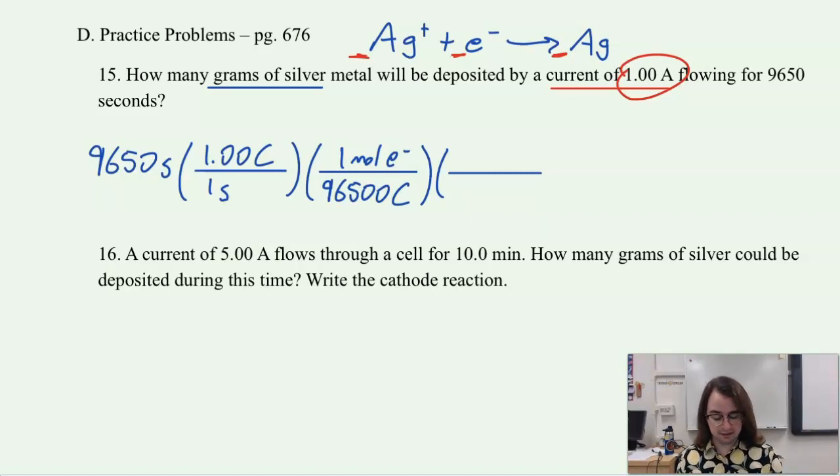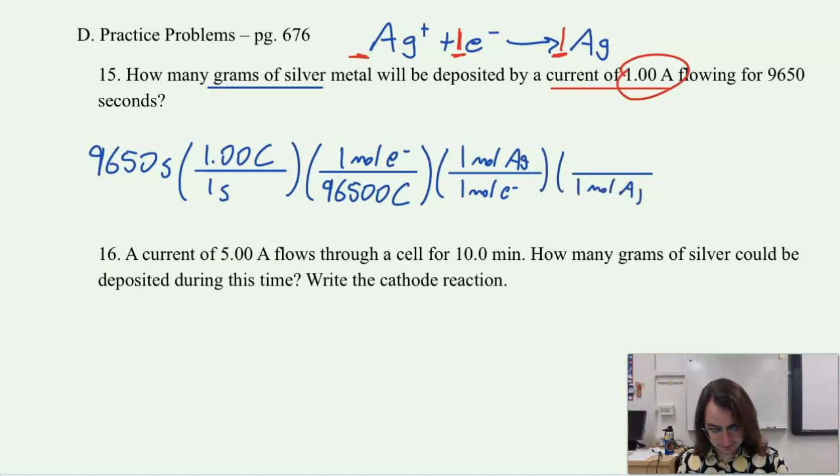Now, I have a connection between moles of electrons and moles of silver. That's what I'm interested in, right? I have that up here. For every 1 mole of electron, I have 1 mole of silver. And then finally, it's asking me for grams, so I'm going to take 1 mole of silver and use molar mass to find grams. The answer you should get for this is about 10.8 grams of silver.